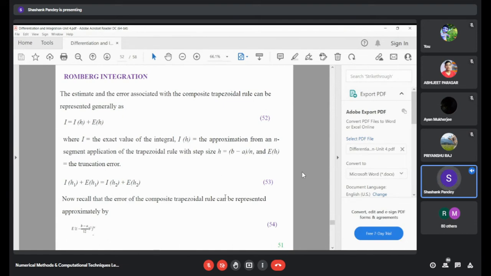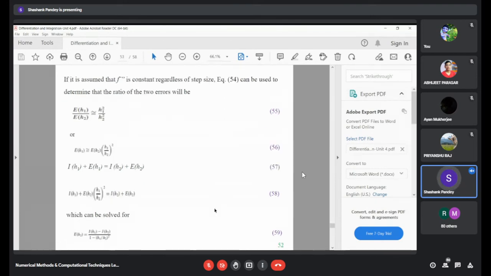So the error involved in this process is given by (b minus a) upon 12. This is an approximate error, h square, and the average value of the second derivative of the function. Now look at all these three equations, 52, 53, and 54. We have some error when we take an interval of h1, and there is also some error involved when we evaluate the integral using an interval of h2, which is nothing but a square times the length of the interval, that is h. And this is h1 square and h2 square.